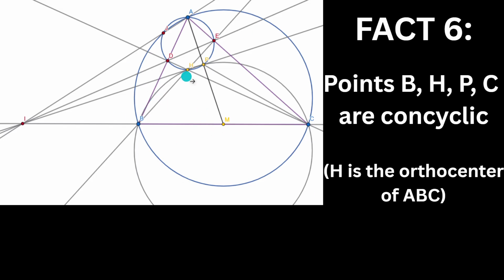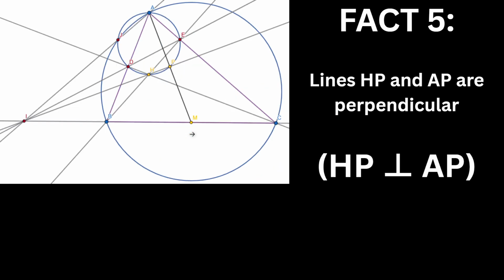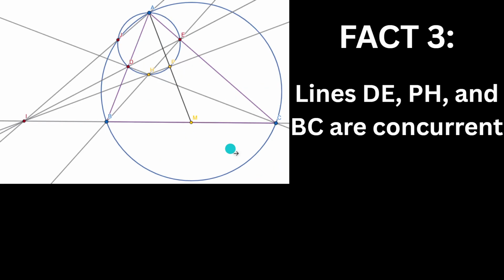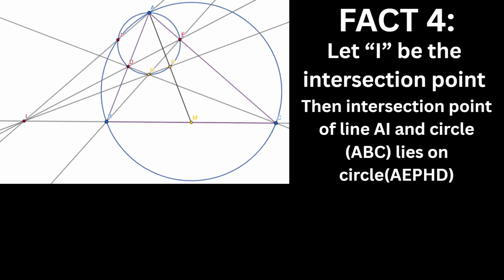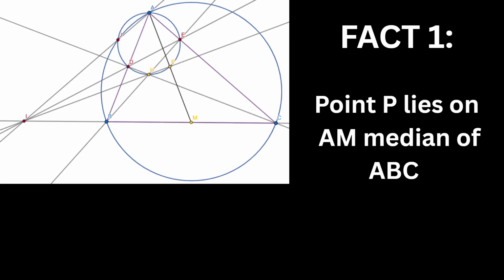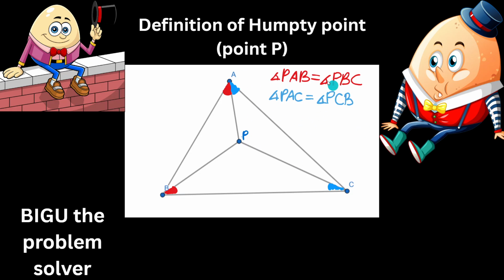H is the orthocenter of ABC triangle, as I mentioned. So if you see the orthocenter and median of a triangle and the feet of the altitudes, then my advice is just use Humpty point properties and these 6 facts. So maybe it's 7 facts. Here's the first one.